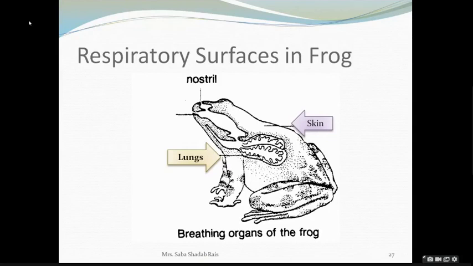So when we talk about the lung, you can see it is present in a pair. It is present in the anterior region of the coelom on the dorsolateral side of the heart. You can see its location I have marked in the diagram.